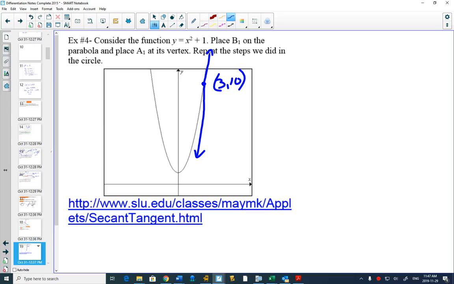Now we're going to need to learn how to use that applet and that a secant line becomes a tangent line, because you're going to need to find the equation of that line. First of all, what's the slope of that line? How do I know it's 6?